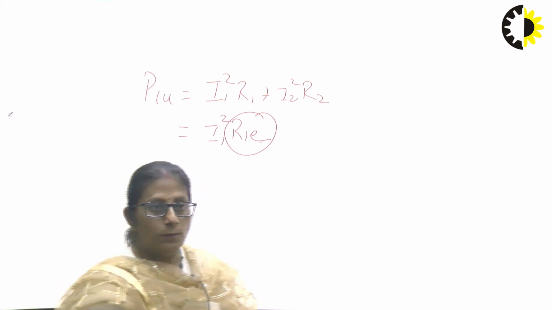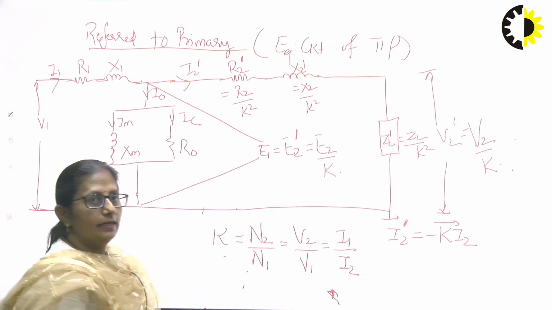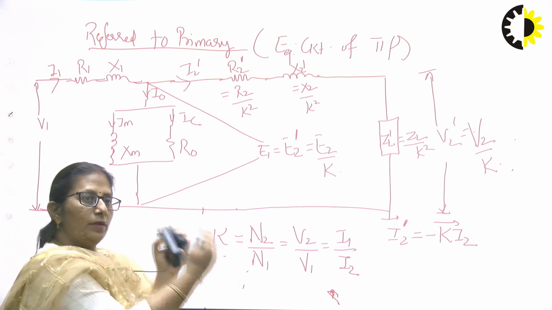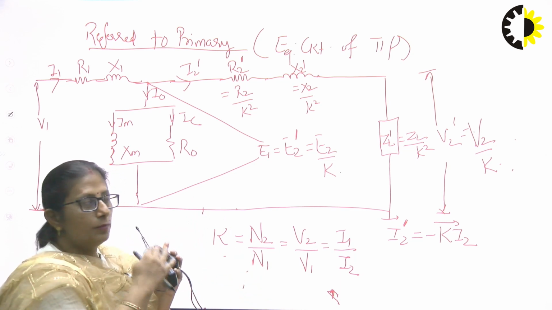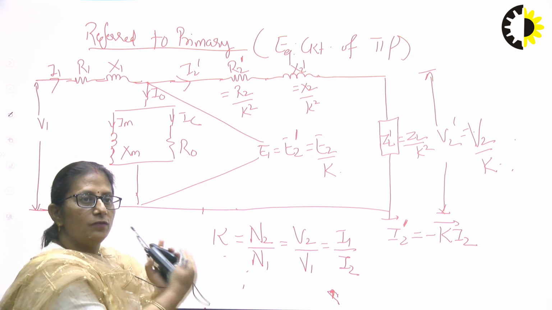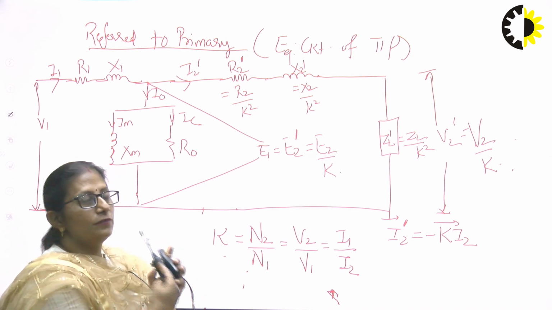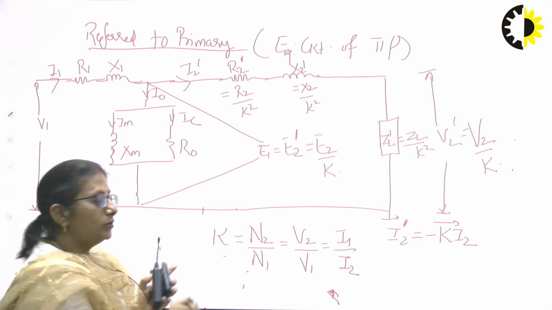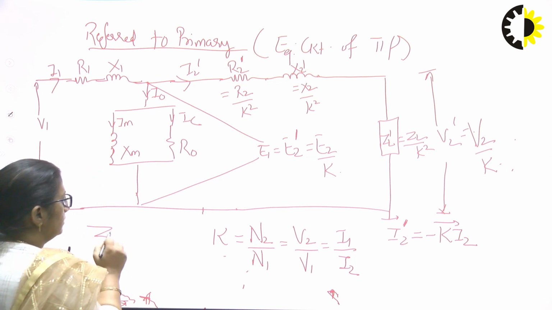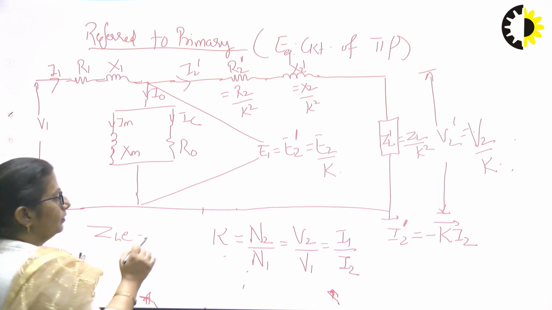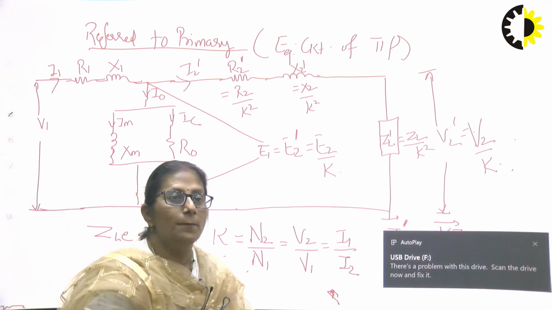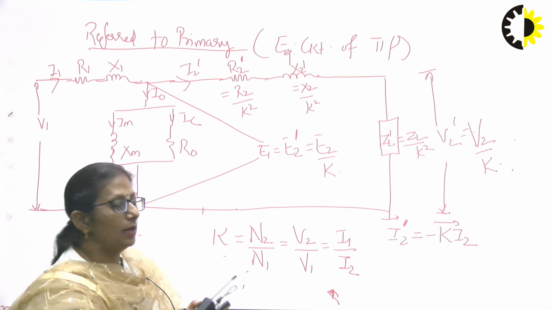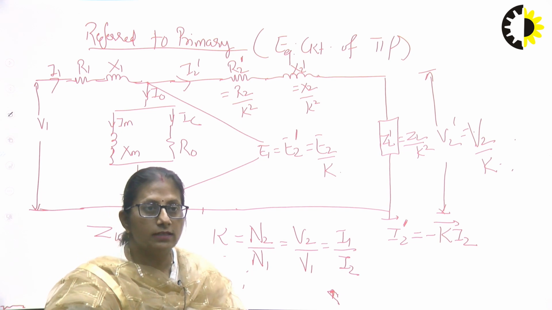If that is so, in this equivalent circuit there is no R1E. We have referred the complete circuit towards the primary, but I am not able to find the equivalent resistance of the transformer referred to primary. Similarly, I am not able to find the equivalent reactance, or the equivalent impedance. If I want the total voltage regulation of the transformer, or the total impedance of the transformer referred to primary, I am not able to find it. So what is the requirement for it?